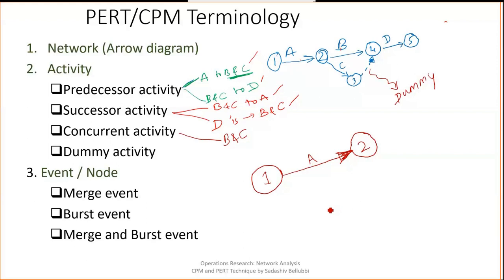AON network, in the sense, if you draw a circle, next draw the arrow mark, draw one more circle, and if you write the activity inside the node, that we call an AON network. Usually for solving the problems, we will solve only AOA. AON we are not using for calculating any of the problems. That's why I won't concentrate more on AON. Whatever networks I draw will be only AOA.